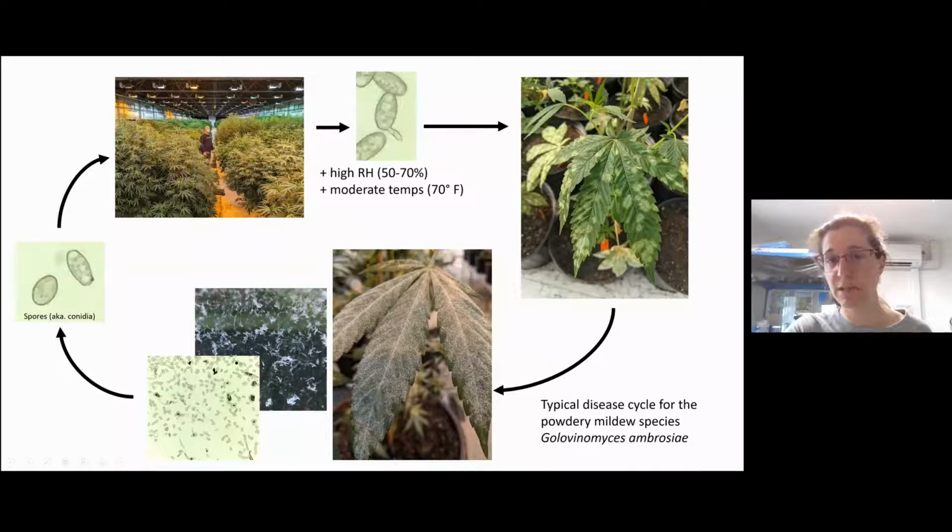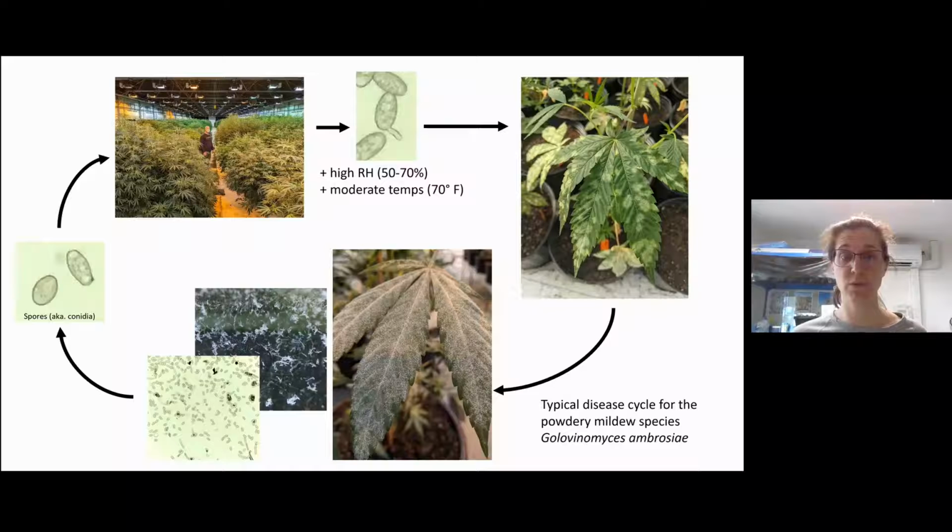They will then germinate to make that germ tube that we saw on the last slide. These germinate under conditions of high relative humidity, usually around 50 to 70%, and in moderate temperatures at about 70 degrees. These are sort of the ideal conditions. There's a wider range of conditions in which these conidia can germinate. However, it is important to recognize that powdery mildew is different than a lot of other fungal pathogens.